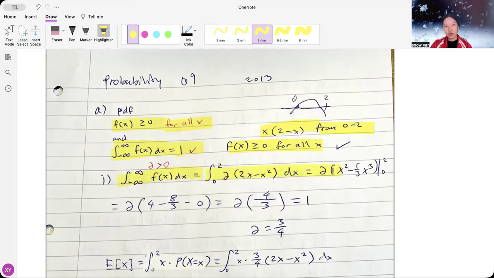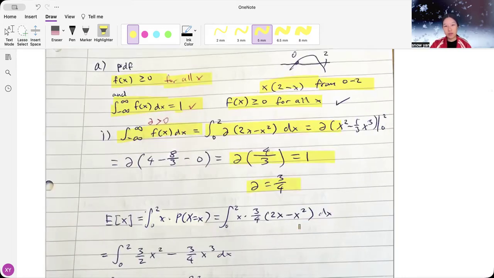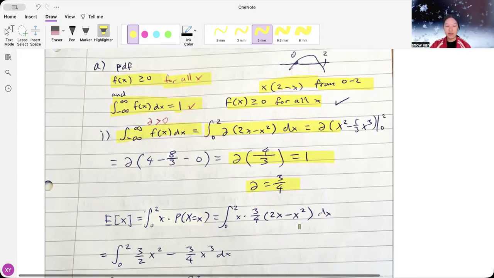And then taking the integral, we get that. Moving from that, it's just basic algebra, and we equate it to 1. So then we find that alpha is equal to this, which would give a valid PDF.